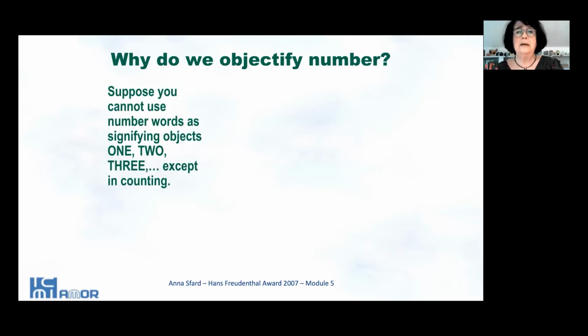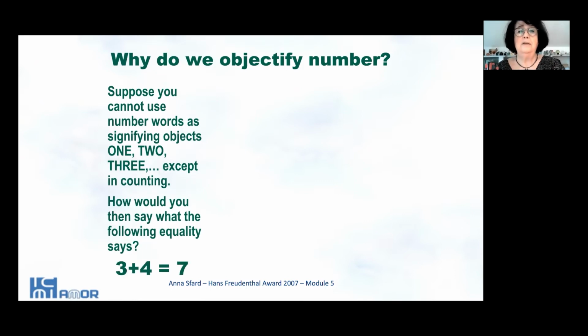Suppose you cannot say number words such as 1, 2, 3, and so on, except in counting. That is, you cannot use these words as signifying anything but themselves. How would you then express what the following equality says? 3 plus 4 equals 7. I suggested you give some thought to possible answers. Hope you will now be able to compare your ideas to mine. And let me present my response.